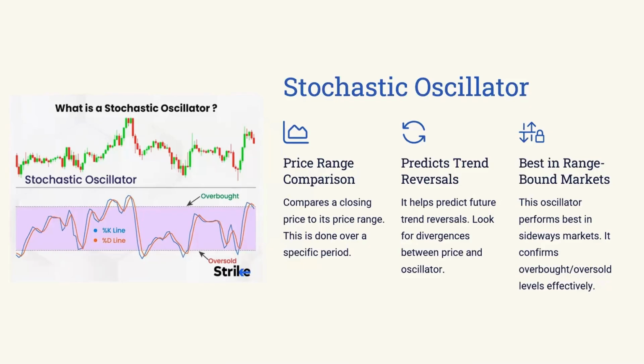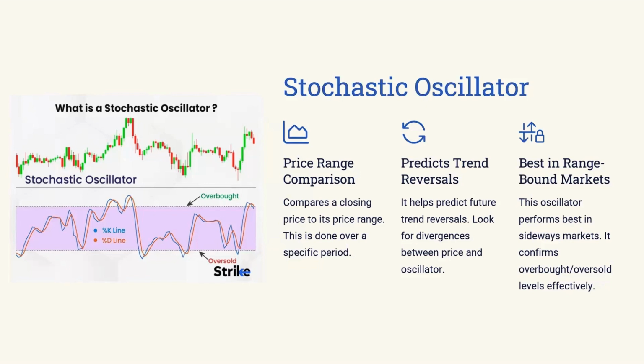The first one is price range comparison. It compares a closing price to its range. The indicator typically calculates two lines. The first one is the K line. The K line is the primary line, calculated as a percentage: %K = (closing price minus lowest low) divided by (highest high minus lowest low), times 100. It helps predict future trend reversals, like RSI.